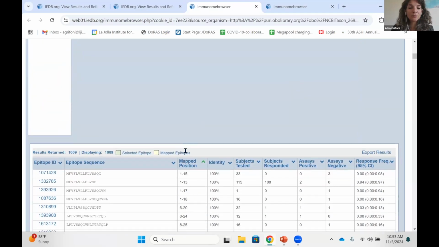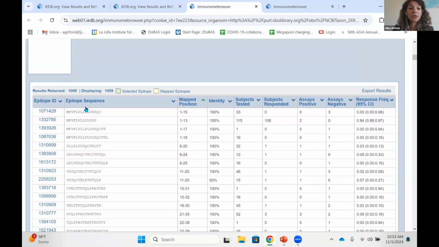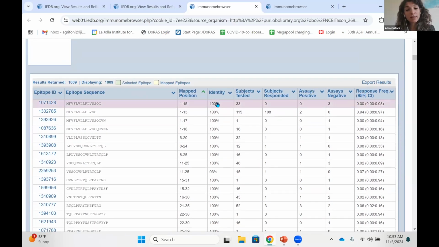Right below, you have the information on each of the epitope sequences, the epitope ID that can give you back additional information, and the sequence identity, which, particularly in the case of the study that we did before, was very useful for us to determine whether the epitope was originally identified based on the SARS-CoV-2 ancestral strain or pertaining to one of the variants. And then here you have the number of subjects that have been tested and responded. And here is the response frequency that contains the division plus the 95% confidence interval.